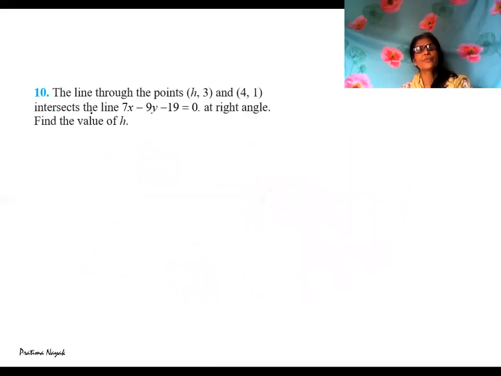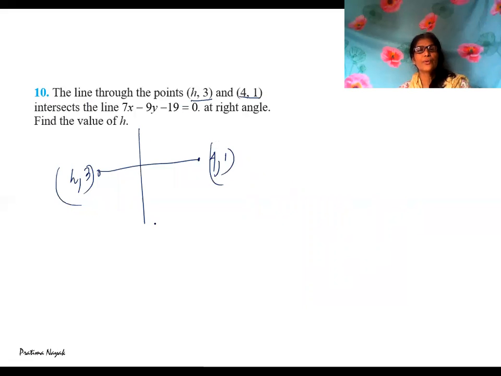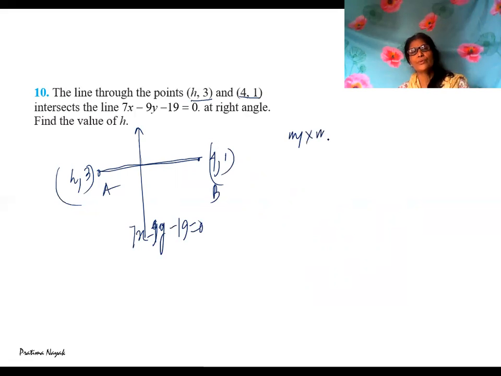Question number 10. The line through the points (h, 3) and (4, 1) intersects the line 7x minus 9y minus 19 is 0 at right angles. That means the slope of the line joining AB and the slope of this line are perpendicular to each other, or the product is minus 1. M1 into M2 is equal to minus 1.